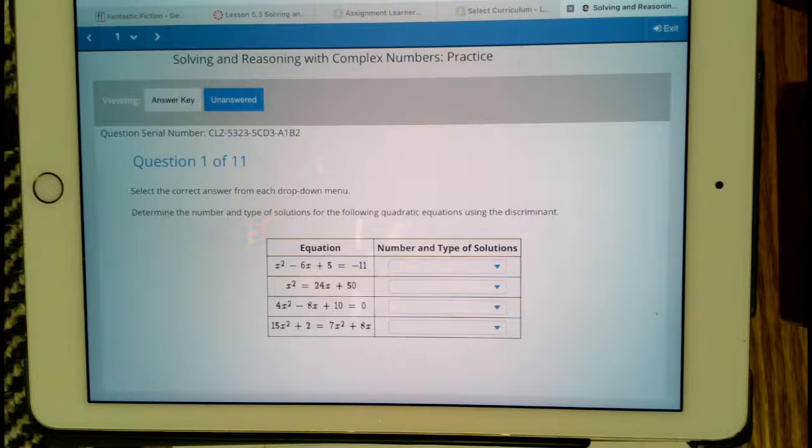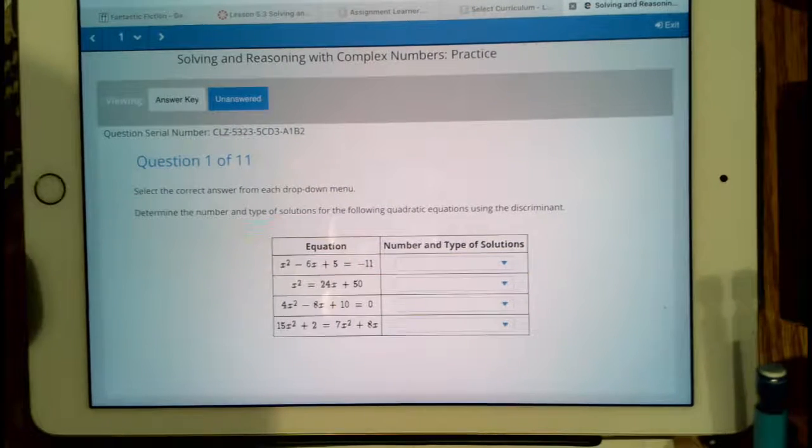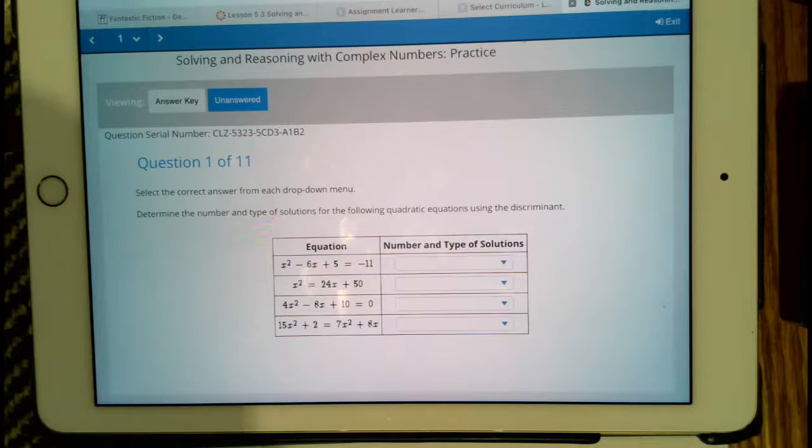Hello, I want to take a look at some practice problems from section 5.3 in Algebra 2. And the first one says, determine the number and the type of solutions for the following quadratic equations using the discriminant. As we take a look at these problems, I'm going to work them out on paper, but I wanted you to be able to see which problem it was.